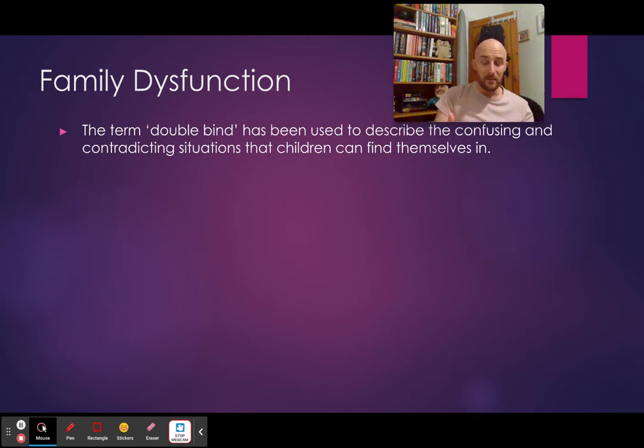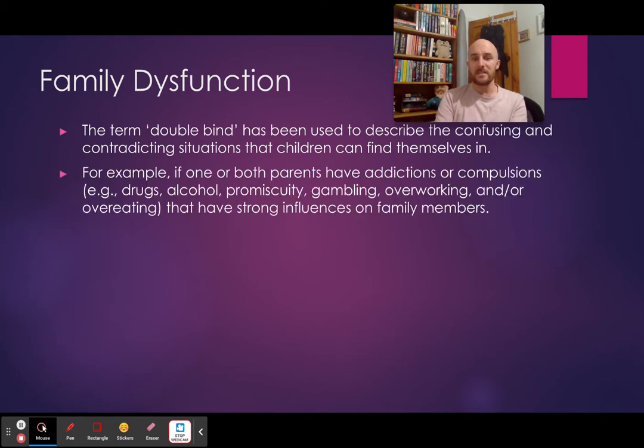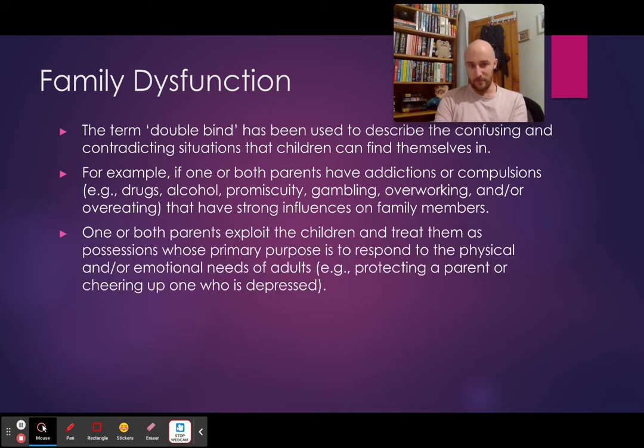One being overly nice and one being overly generous. It can be something as simple as you having to look after your parents. That is a double bind. That's a confusing and contradictory situation. For example, a type of double bind situation is if one or both parents have addictions or compulsions. That can have strong influences on family members.